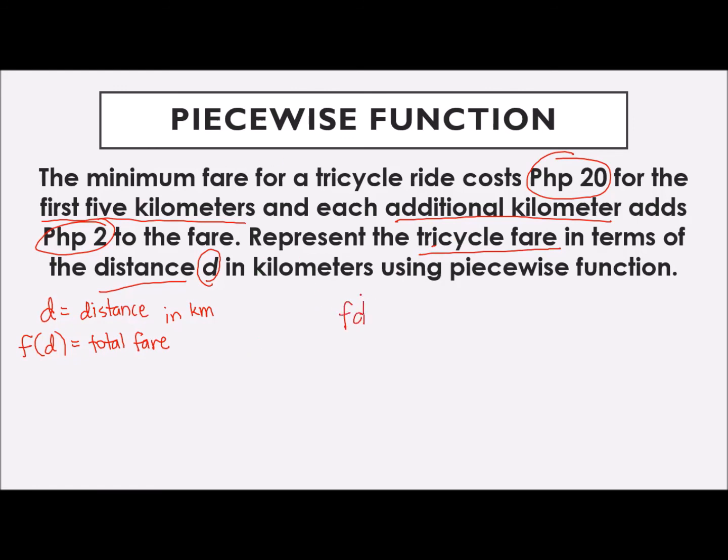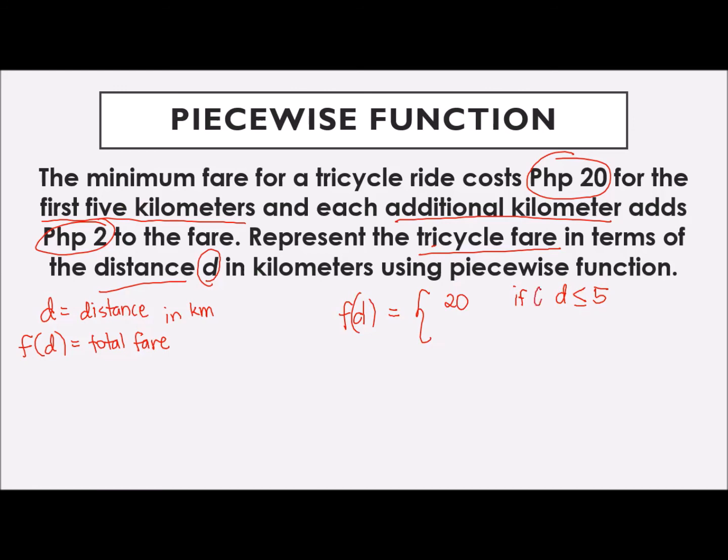So, we have F of D. May dalawa tayong scenario. So, dalawa rin ang sub-function natin. So, we have 20 pesos if and only if the distance is up to first 5 kilometers. D is less than or equal to 5. Ibig sabihin yan, pwedeng mas mababa kesa kay 5. Basta ang maximum natin ay 5.